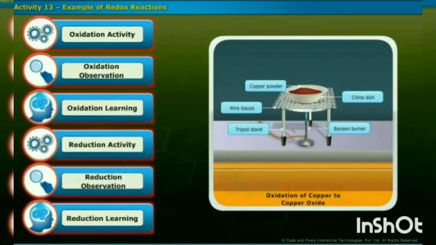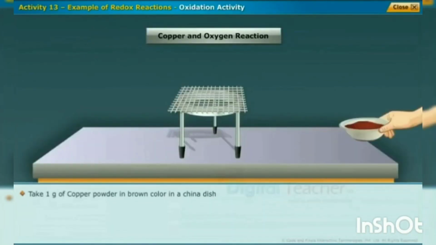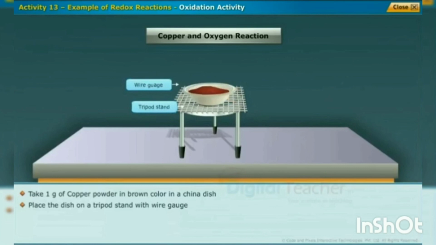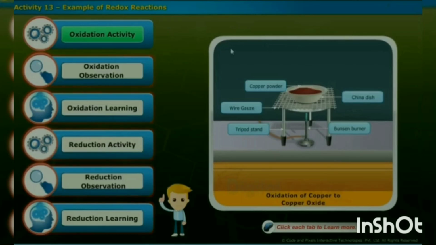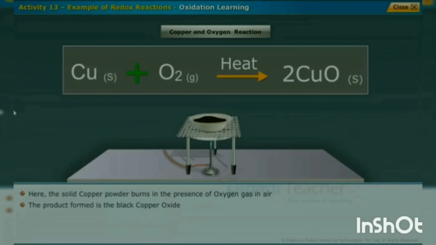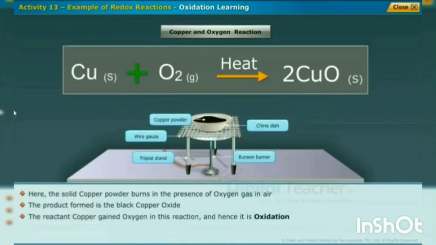Let us understand these reactions with the help of a simple activity where we will perform oxidation of copper to form copper oxide. Take 1 gram of copper powder in a china dish. Place the dish on a tripod stand with wire gauze. Now heat the copper powder using a Bunsen burner. Here the solid copper powder burns in presence of oxygen gas in air to give us copper oxide, which is black colored solid substance. Now the reactant copper gained oxygen in this reaction and hence it is oxidation.